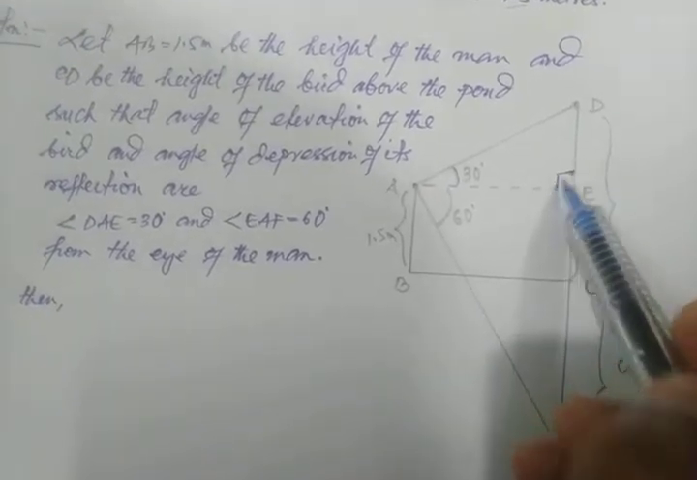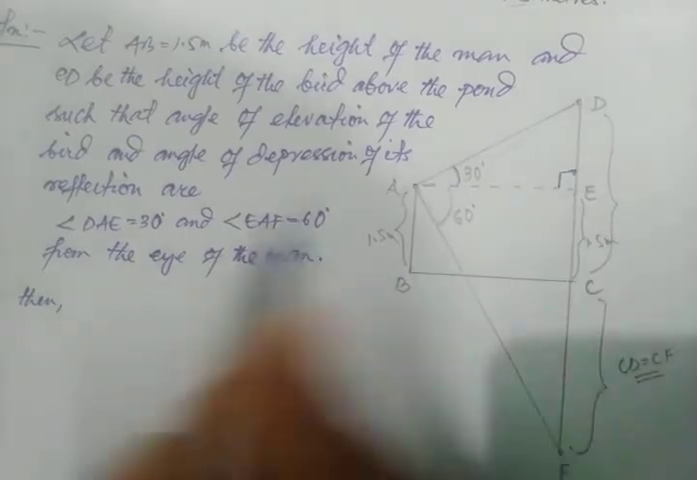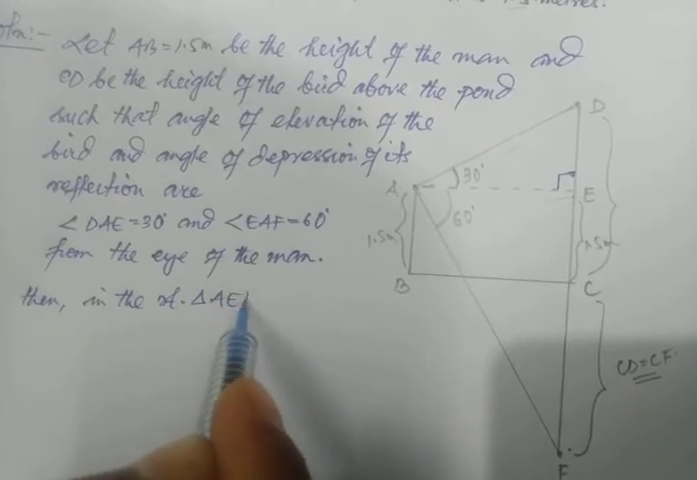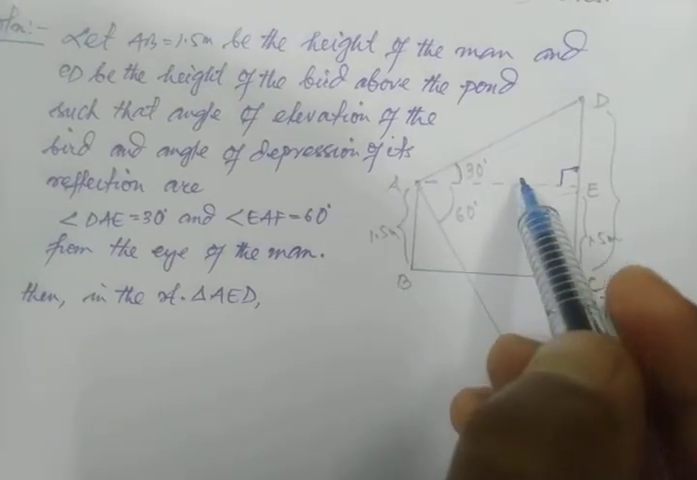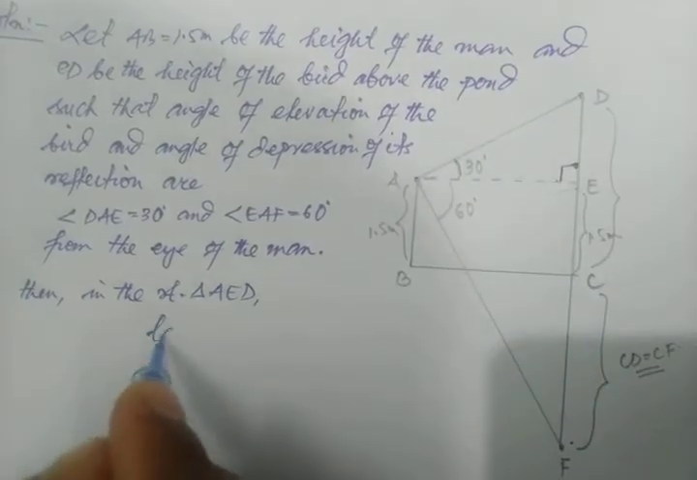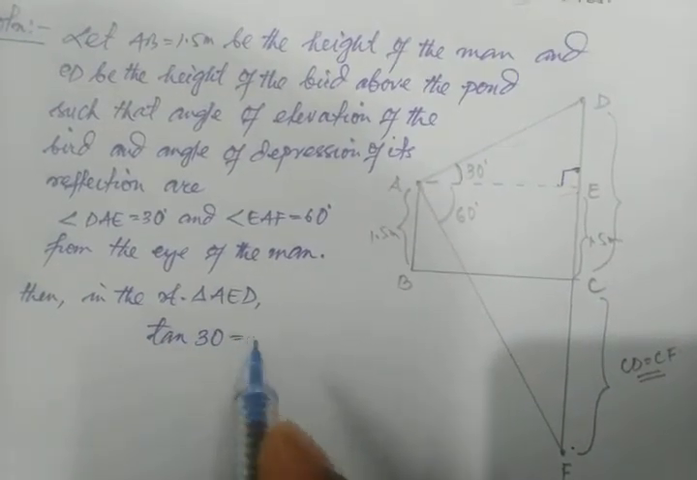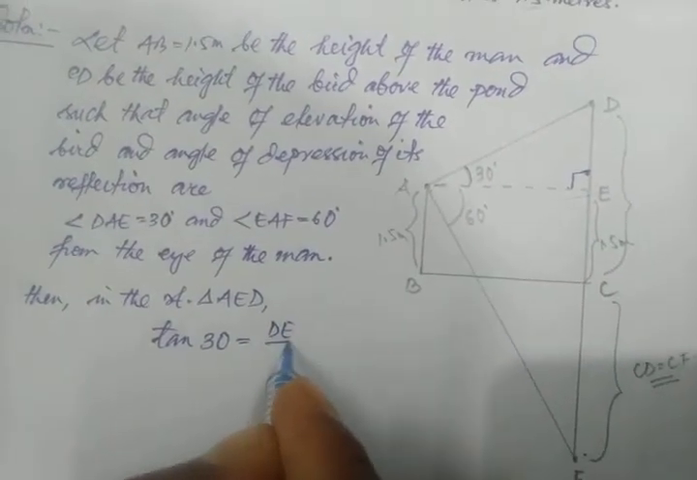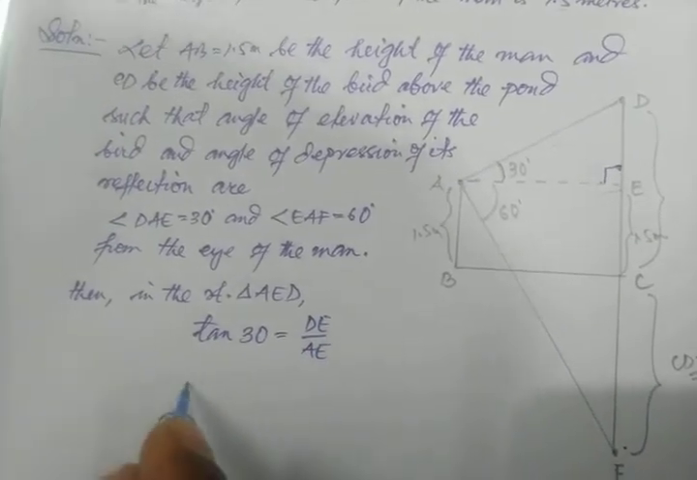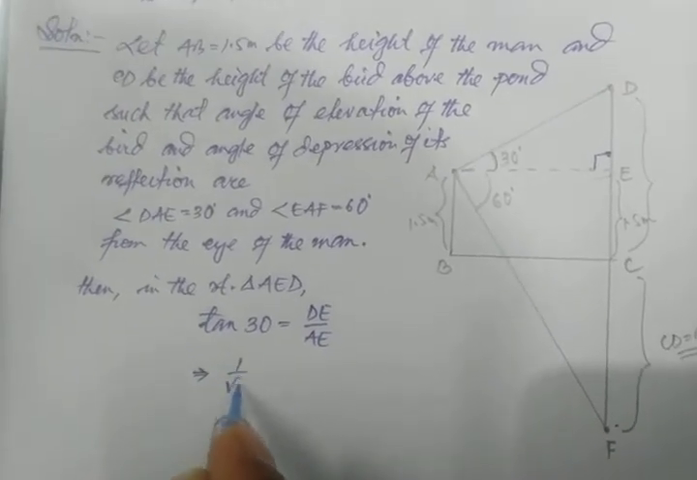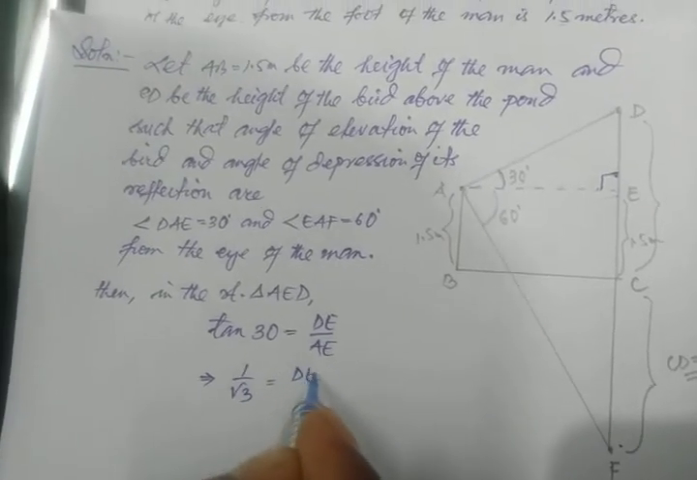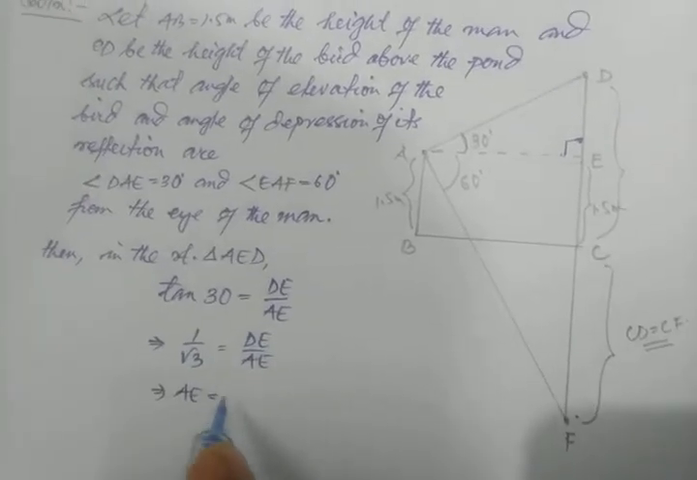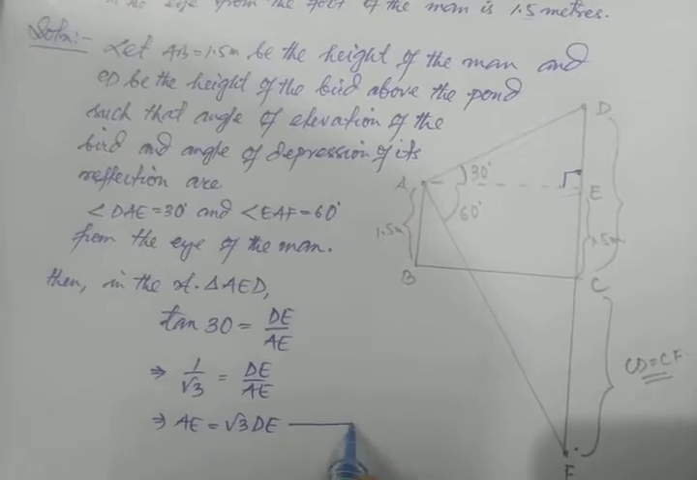Let's first go for the right triangle AED. In the right triangle AED, as usual, let us take tan theta. Tan theta is equal to perpendicular by base, theta is 30 degree here, perpendicular DE, the base AE. Tan 30 from the table is 1 by root 3, equal to DE by AE. And cross multiplying, AE equal to root 3 DE. Let us call this equation 1.